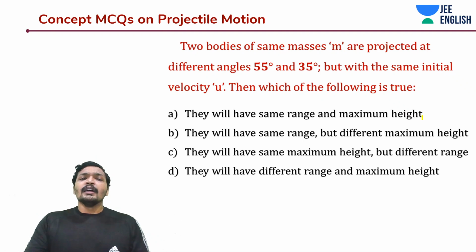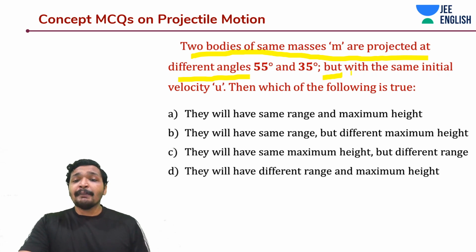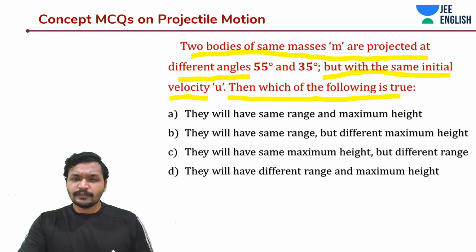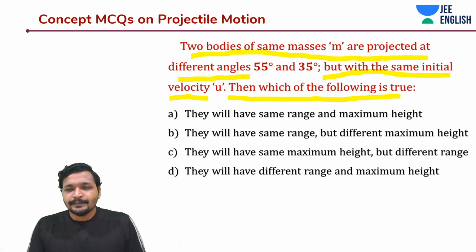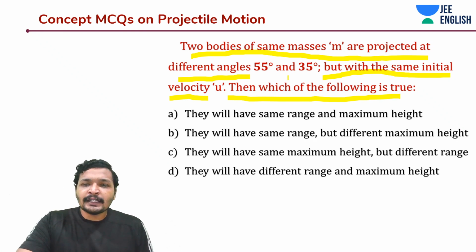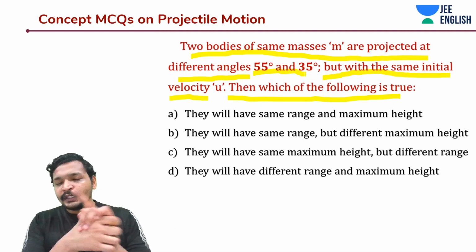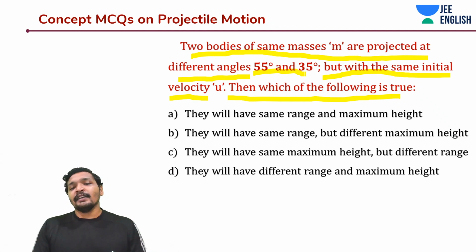So there are two bodies of same mass m and they are projected at different angles, 55 degrees and 35 degrees, but with the same initial velocity u. Then which of the following is true? Does this 55 degrees and 35 degrees tell you something? One, they are angles of projection of these two bodies. The other one, they are complementary angles. 90 minus 35 is equal to 55.